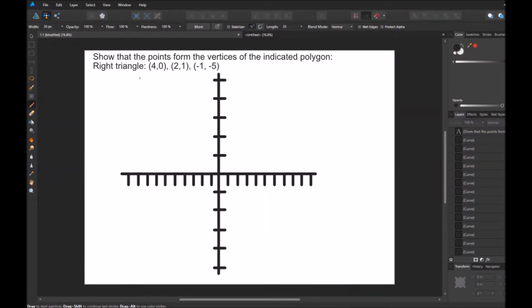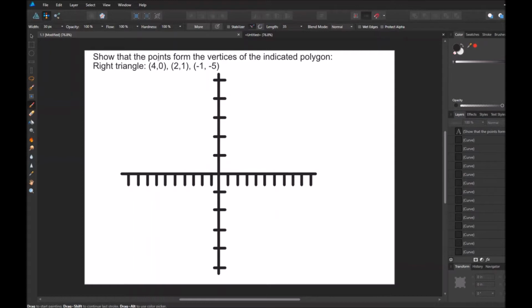Pythagorean theorem. Okay, so for this next problem, we're asked to show that the points form the vertices of the indicated polygon, and the indicated polygon is a right triangle, and we're given the 3 points 4, 0, 2, 1, and -1, -5. So to solve this one, what we're going to do is plot these points on the graph, and then find the distance between each point and prove that a squared plus b squared equals c squared, essentially, because we'll be forming a right triangle with the points, and then we have to prove Pythagorean's theorem, which is used on a right triangle to show that it is a right triangle.